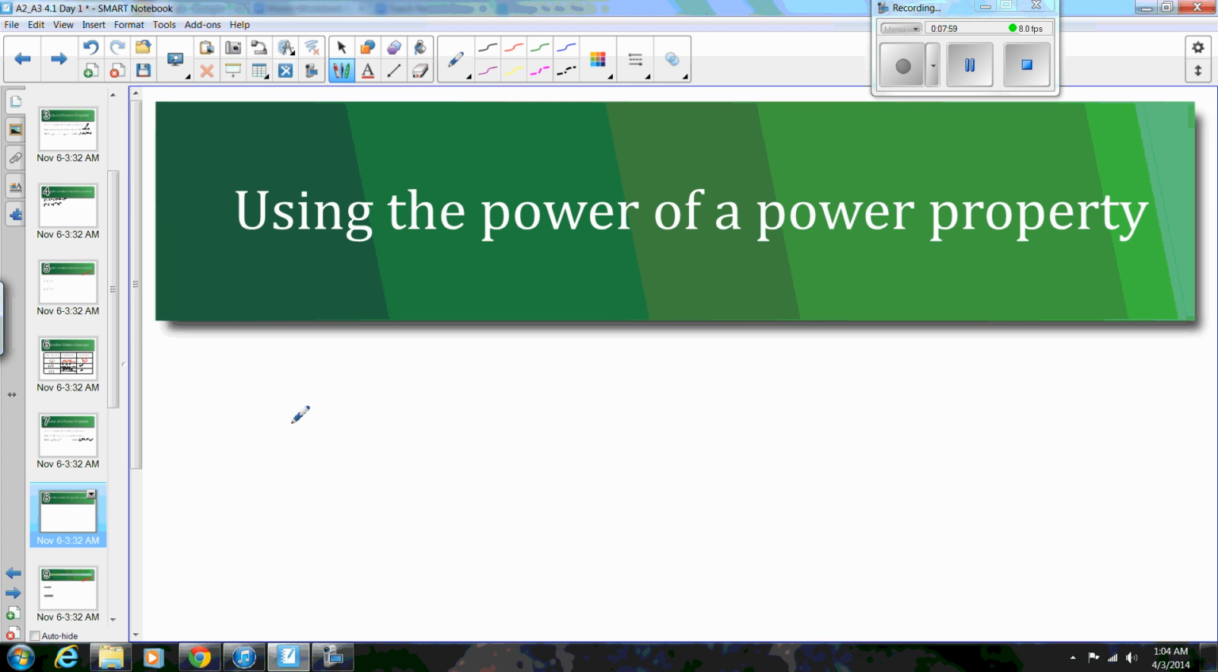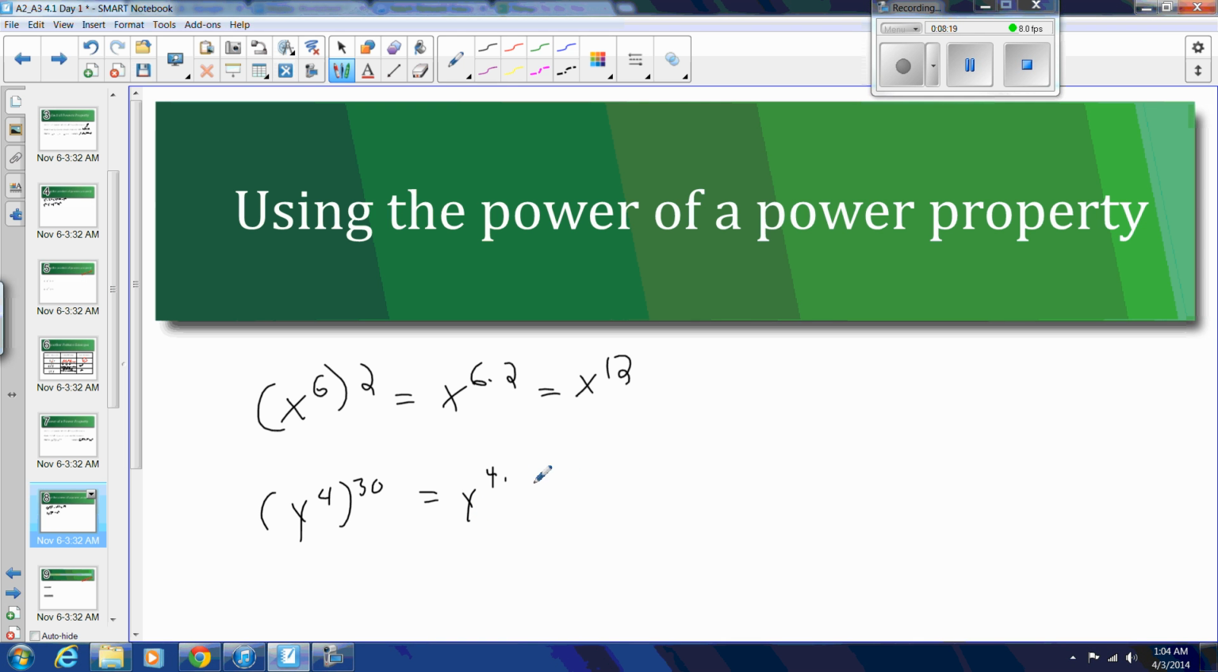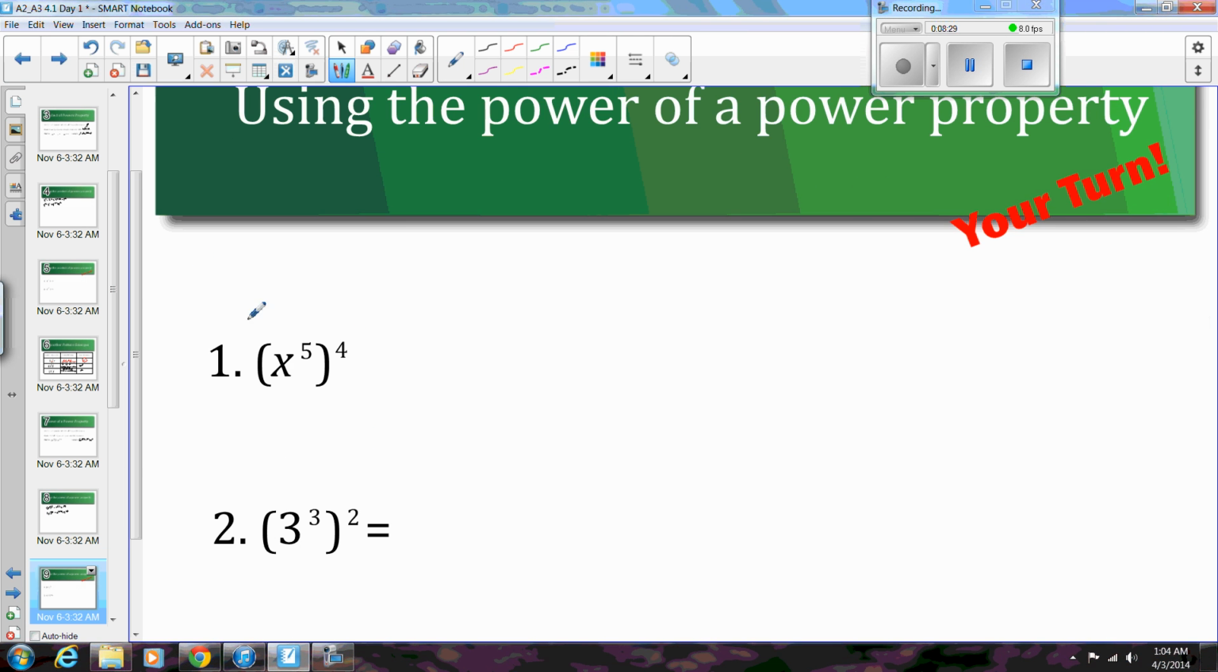Using the power of a power, let's say, what is x to the 6th quantity squared? Well, that's x to the 6th times 2, which is equal to x to the 12th. Let's do another one. How about, what is y to the 4th power raised to the 30th power? So big. That's okay. Y to the 4 times 30 is equal to y to the 120. Okay. Now, let's try some your turn problems. I want you guys to tackle these on your own.